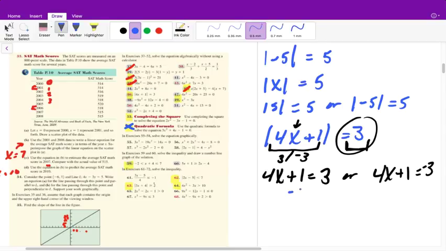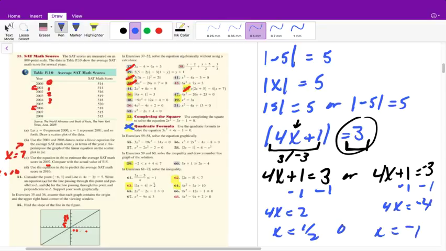So then we solve for each one. Minus 1, so 4x is equal to 2. x is equal to 1/2. Minus 1, 4x is equal to negative 4, or x is equal to negative 1. So both of these work, because if we substitute in 1/2, 4 times 1/2 is 2. 2 plus 1 is positive 3. The absolute value of 3 is 3. Substitute in negative 1. 4 times negative 1 is negative 4. Plus 1 is negative 3. The absolute value of negative 3 is positive 3.